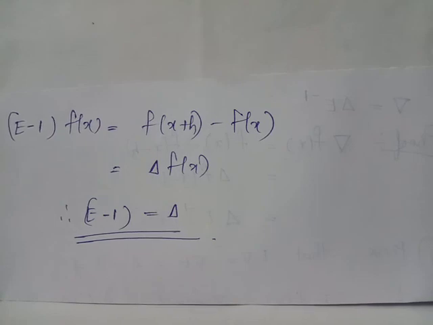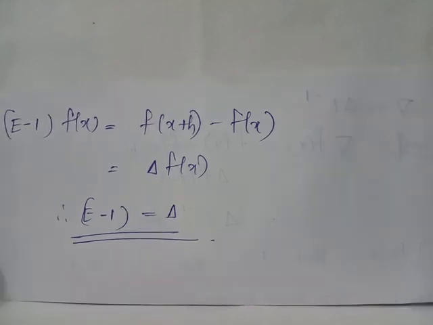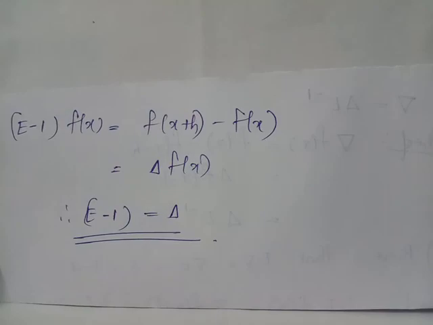This can also be written as the forward difference operator acting on f of x. That is, giving f of x as input to operator E minus 1 is exactly the same as giving the same input f of x to the operator delta. Therefore, E minus 1 equals delta.